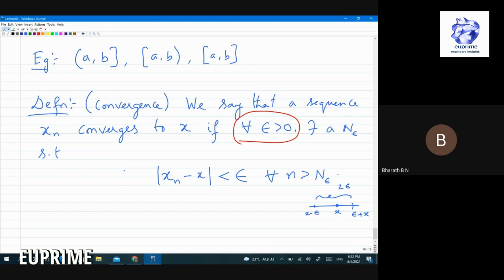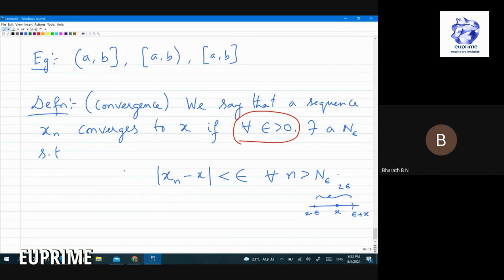Maybe if it is small, let's say 10 power minus 10, the stage could be 100,000, beyond which everything stays inside. If it's 10 power minus 200, then it could be 100 billion power billion, whatever, right? Beyond that, everything will be inside. So this is the definition of convergence, right? Any questions on this? Clear?